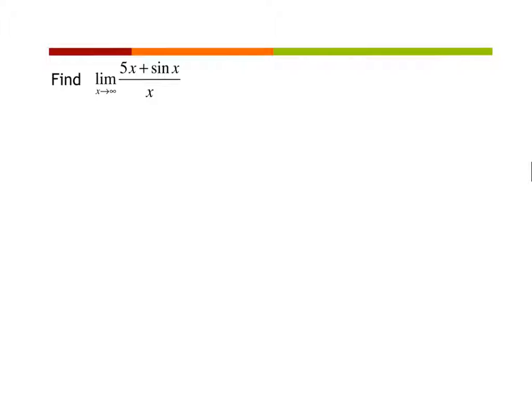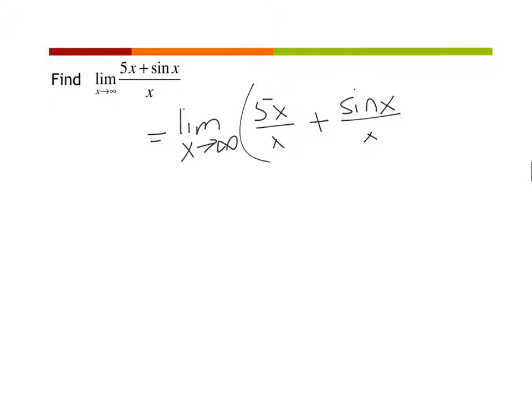Okay, so when you have one like this, and in fact, whenever you have a fraction where there's just one term on the bottom, but multiple terms on top, your first step should be to split it into two different divisions. So this is equivalent to the limit as x approaches infinity of 5x over x plus sine x over x. They're equivalent to each other, because all that top fraction means is that I'm dividing both terms by x. So I can split it up.